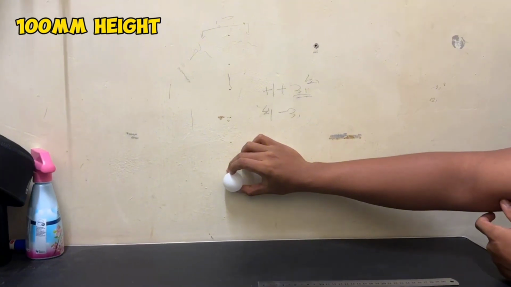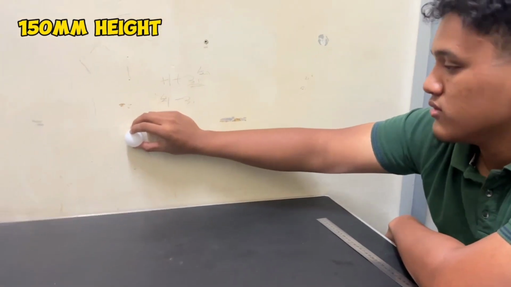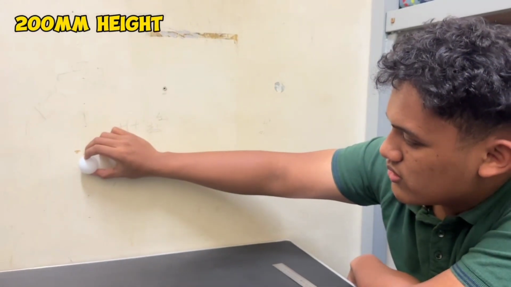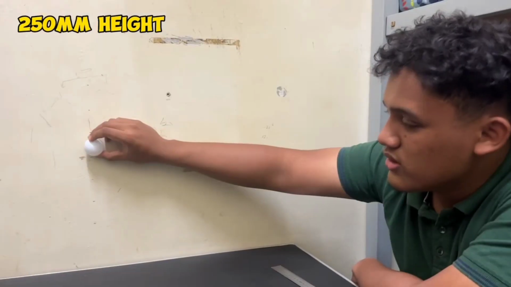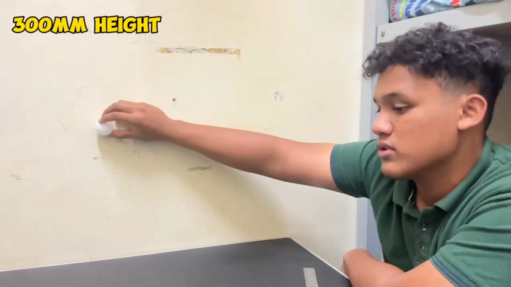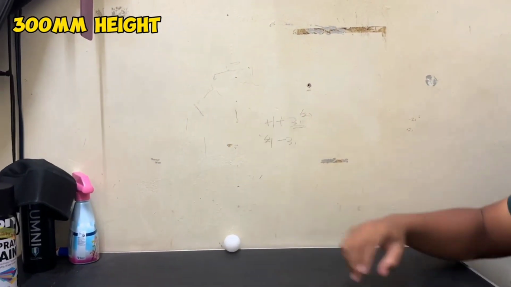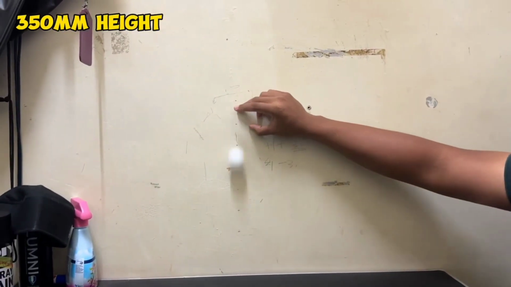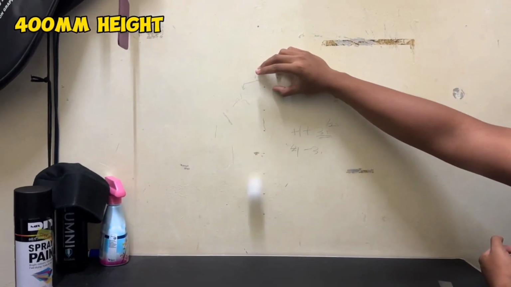1, 2, 3. So next is the 150 millimeter. 1, 2, 3. For 200 millimeter. 1, 2, 3. For the 250 millimeters, the 300 millimeters, the 350 millimeters, and for the 400 millimeters, we repeat the drop the same way.